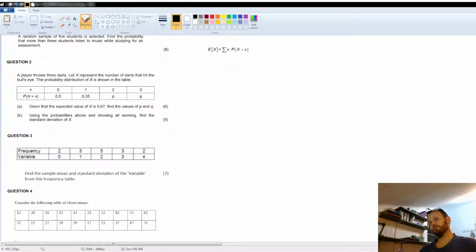Now, what does this mean? Summation. It means add everything up. Very straightforward. x times p of x equaling x. So you just have to check what's x. It's this row here. What's p of x equaling x? It's this row here. So it's actually quite simple. All you're going to do is take the number in the x row and multiply it by the number in the p of x equaling x row. You're going to multiply them together and then you're going to add them all up. And that's it.